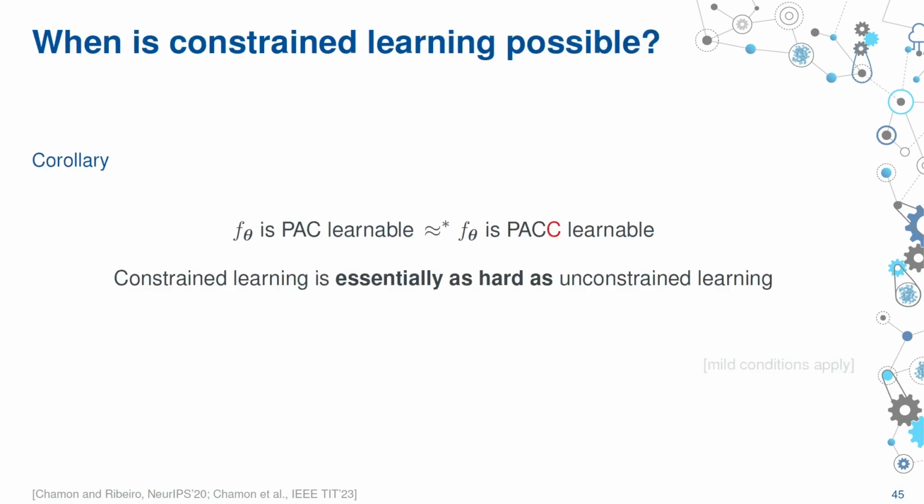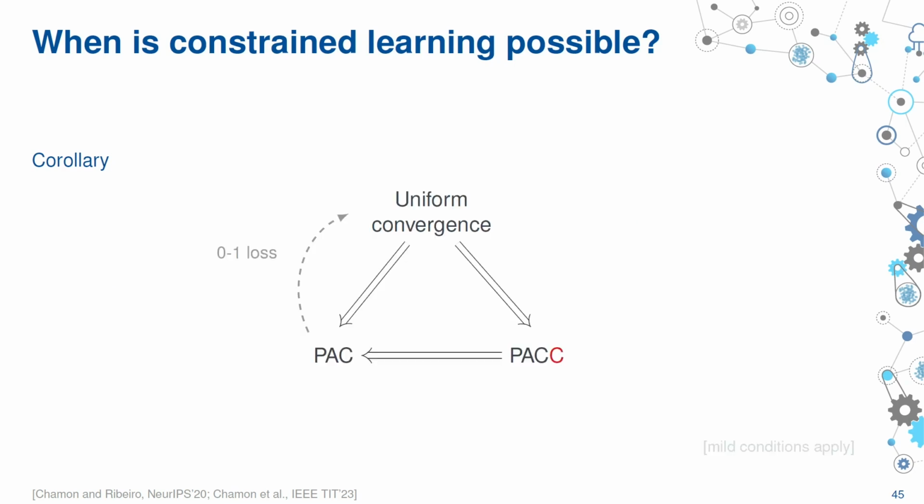The other remark that I want to make is that I told you that PAC-C learnability and PAC learnability are different, but in reality, the theorem shows you that they're more or less the same. The only caveat here is that you need to have a parametrization that is sufficiently rich, but in general, it is not unfair to say that learning with constraints has more or less the same complexity as learning without constraints.